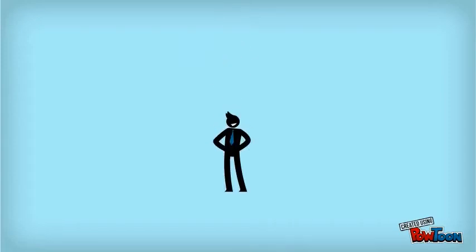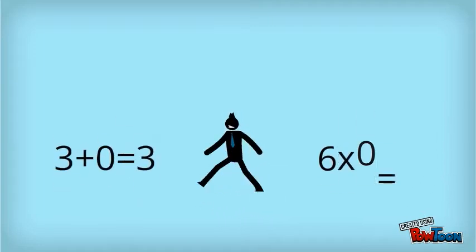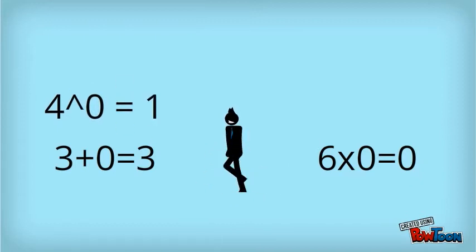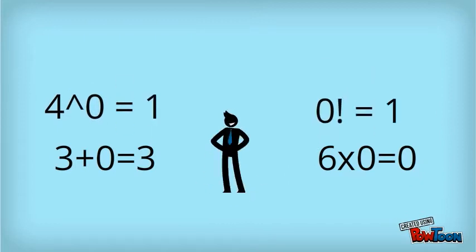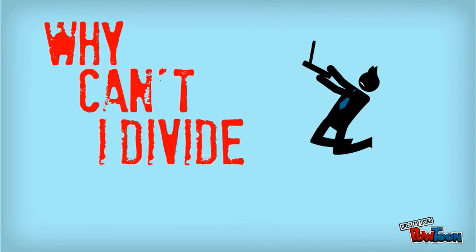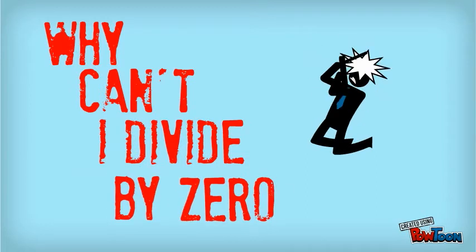So here you are, walking along thinking you've got it all figured out. Because you know that 3 plus 0 is 3 and 6 times 0 is 0. Maybe you even know that 4 raised to the power 0 is 1, and if you're really lucky you know that 0 factorial is 1. But then it hits you. Why can't I divide by 0?